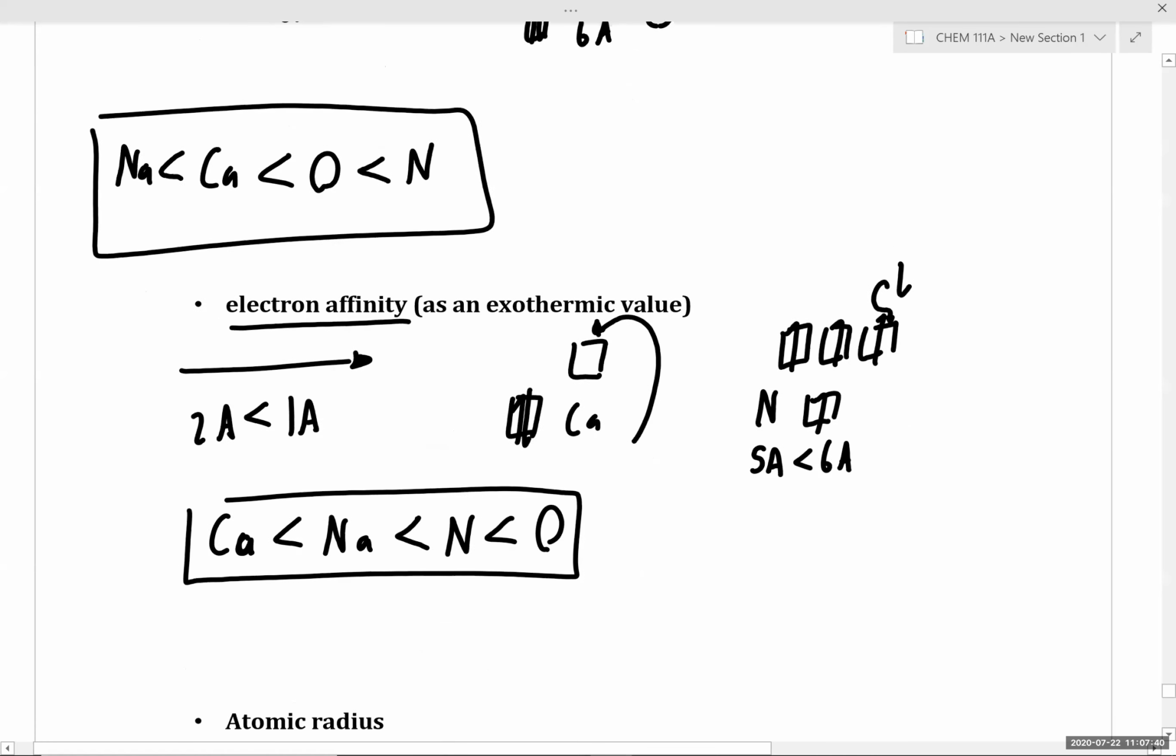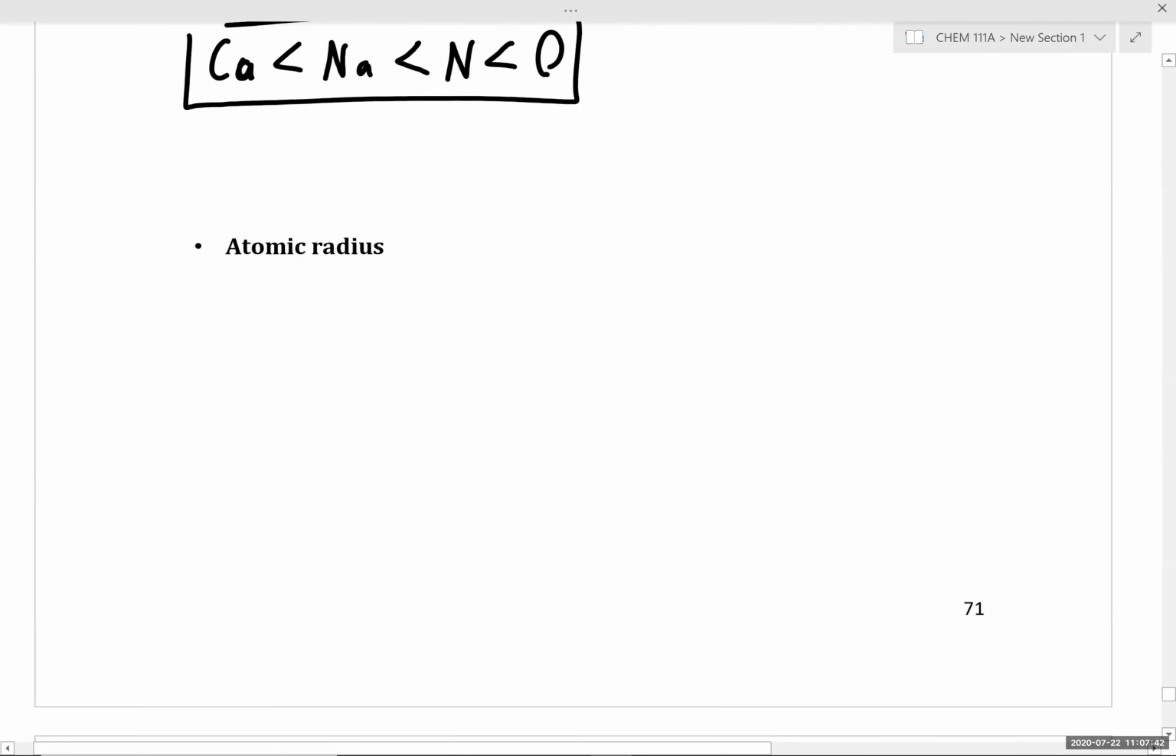So let's try to rank these elements finally in terms of atomic radius, just as a review and to make sure we're comfortable with these periodic trends. This is exactly how I'd format a question on the exam. I'd ask you to rank 4 elements in terms of electron affinity, ionization energy, and atomic radius. So let's take about 3 minutes and let's rank these 4 elements in order of increasing atomic radius.